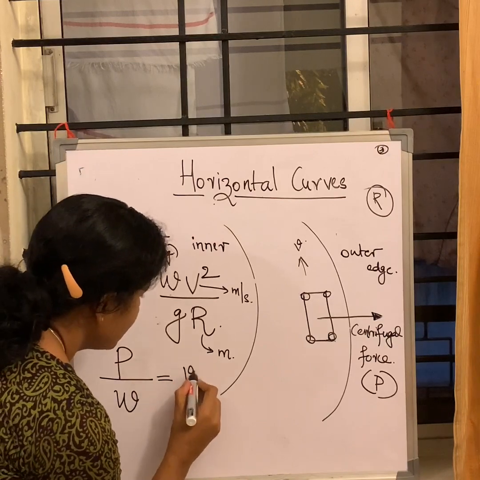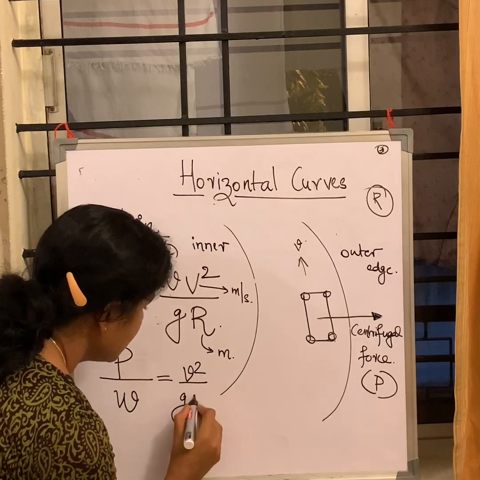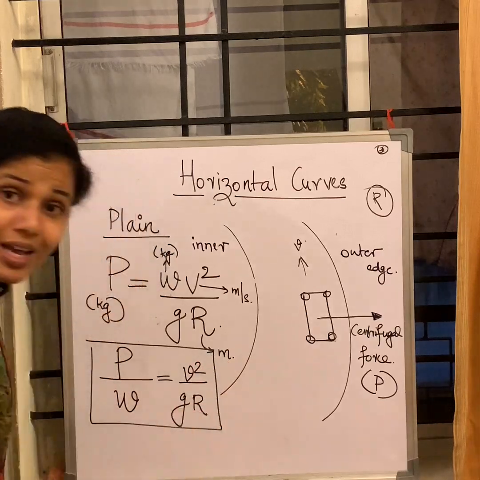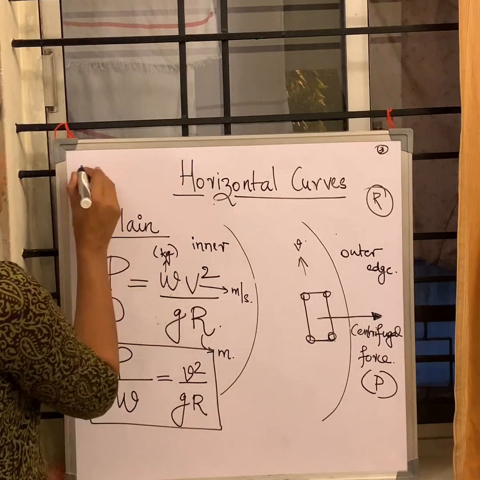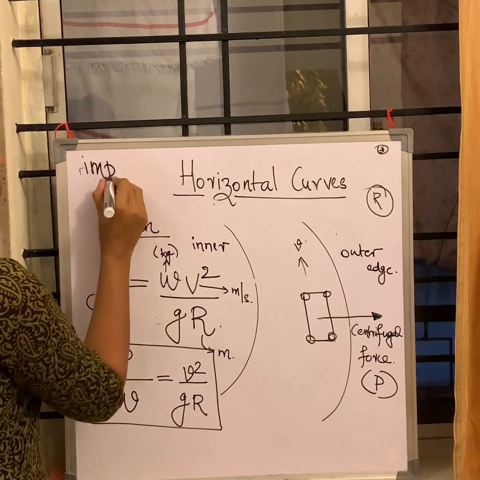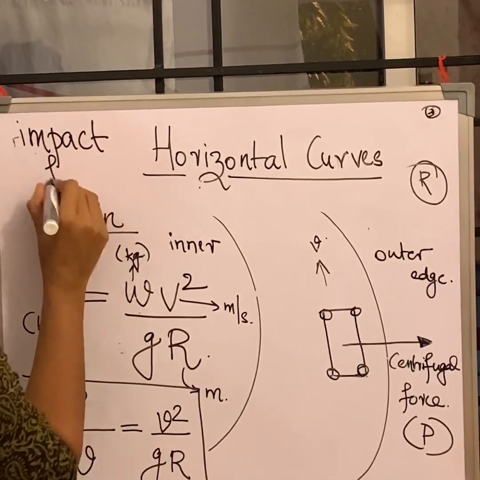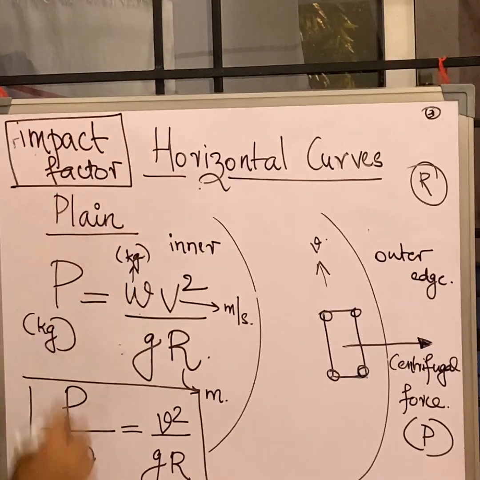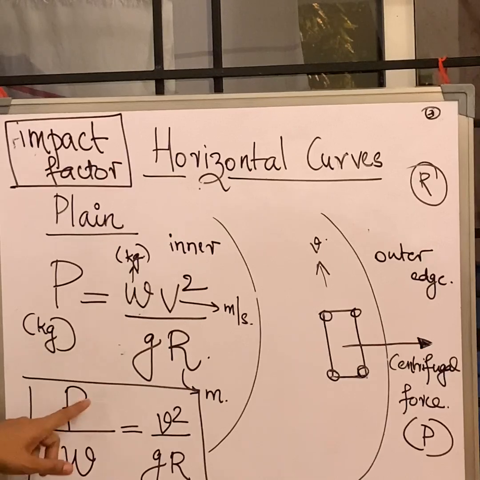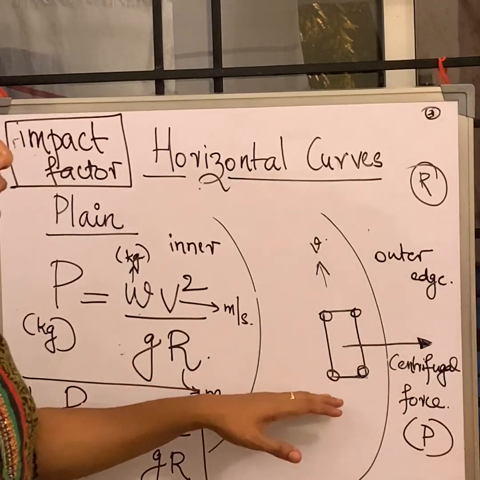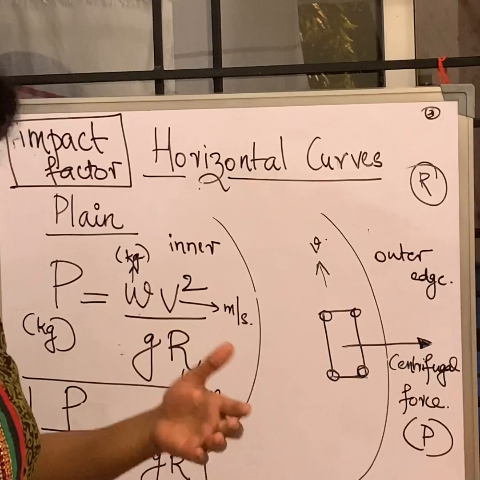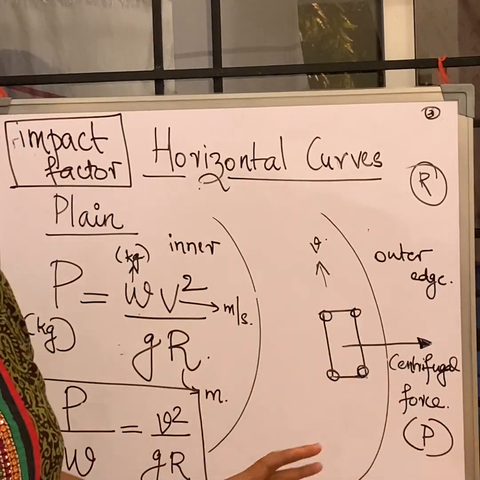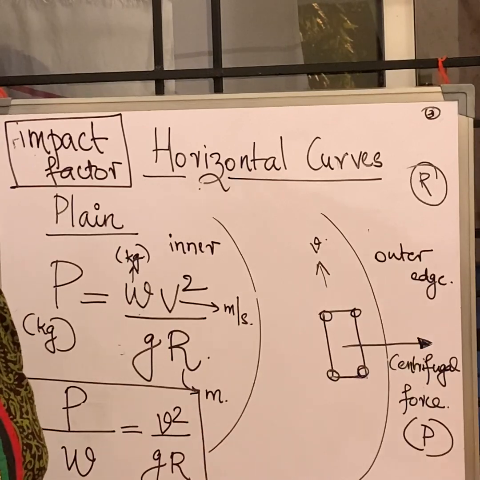P by W is equal to V square by GR. This P by W is called the centrifugal ratio or impact factor. Let me write it on top: centrifugal ratio or impact factor. So what we analyze is what the P by W ratio is for overturning, what the P by W ratio is at skidding, and how it is related to the frictional force. That's something you need to have an idea about.